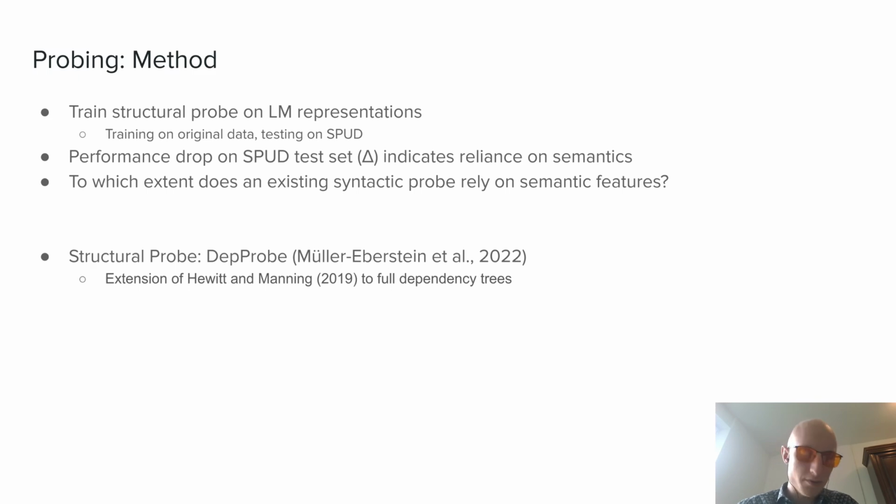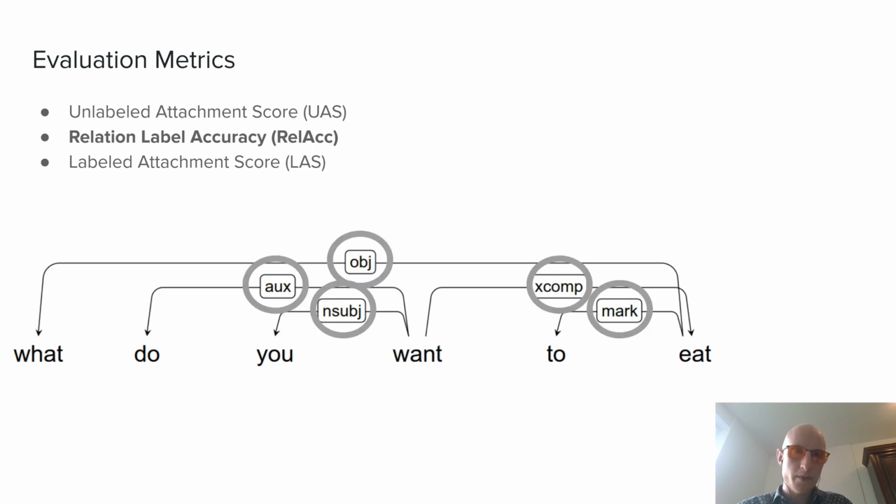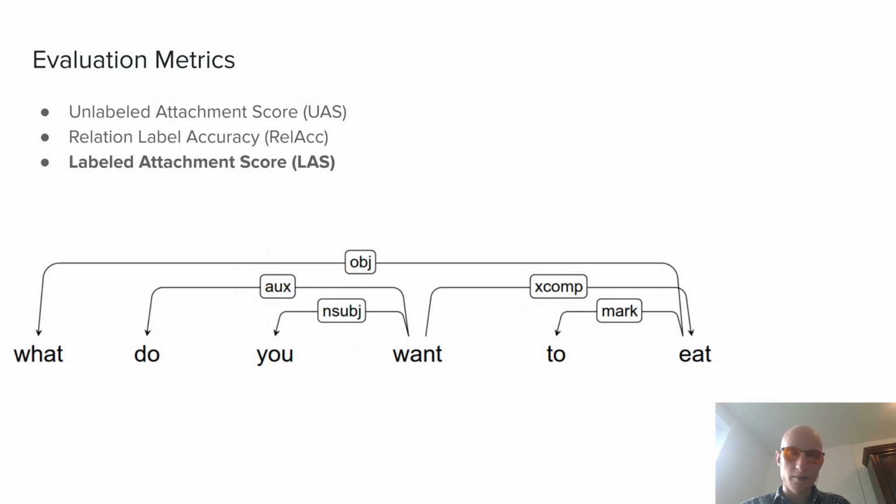The probe we use for this is DEP probe, an architecture presented by Müller-Eberstein et al. 2022. It is essentially an extension of Hewitt and Manning structural probes to directed and labeled dependency trees. The trees are evaluated in 3 ways. The unlabeled attachment score measures how many tokens are attached to the correct head, irrespective of the label. The relation labeling accuracy measures how many dependency relations are predicted correctly, irrespective of the head. And the labeled attachment score measures how many tokens are attached to the correct head with the correct label, evaluating the whole tree.